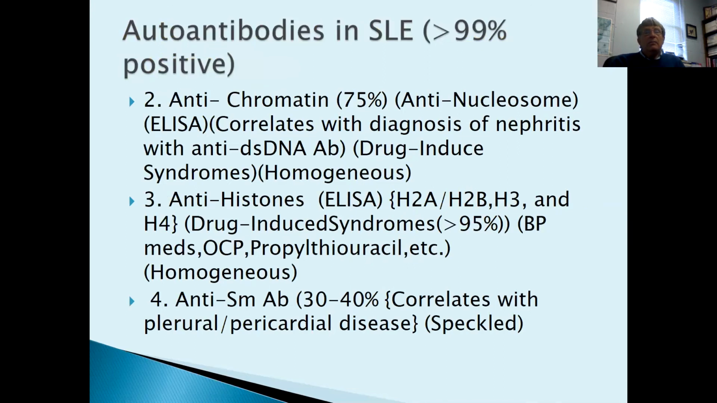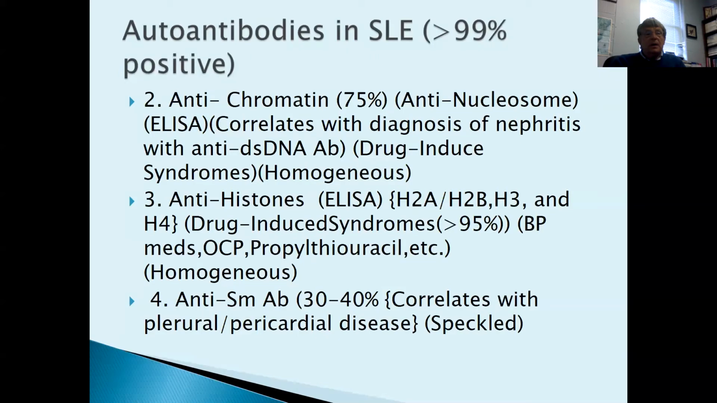Other autoantibodies that are important in the evaluation of lupus include antichromatin. The combination of antichromatin and antibodies to double-stranded DNA can be very specific for a diagnosis of nephritis. Antichromatin and antibodies to histones, as seen alone, can also indicate possible drug-induced syndromes, which we will see with oral contraceptives, propylthiouracil, and many of the ADD medications.